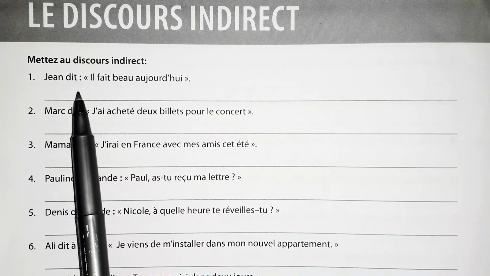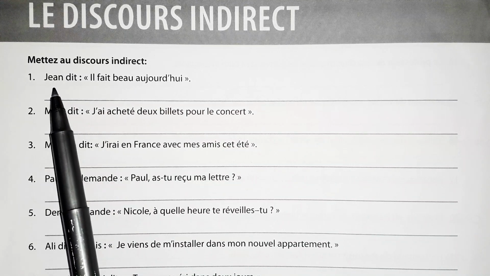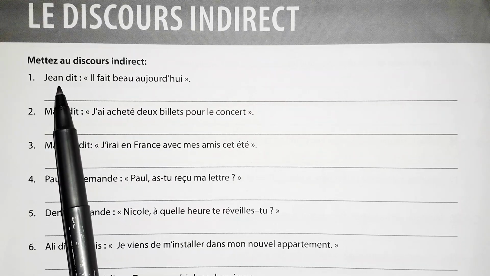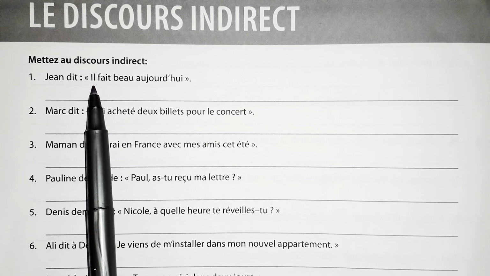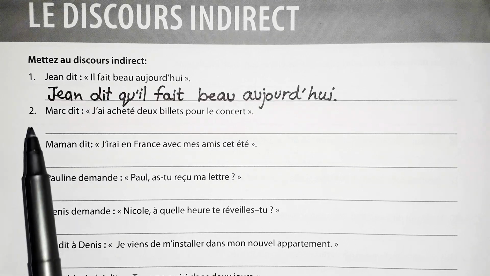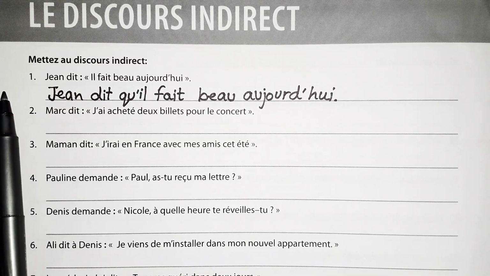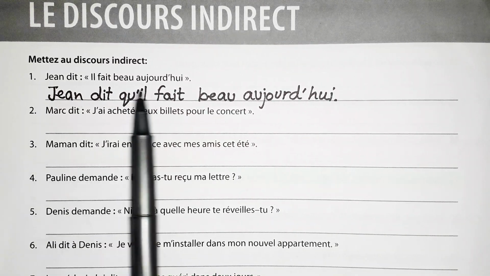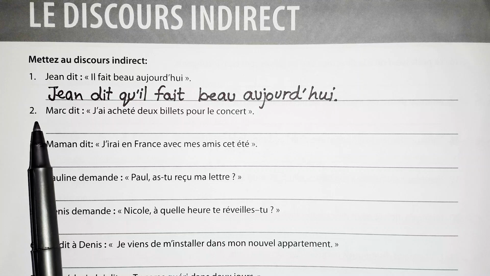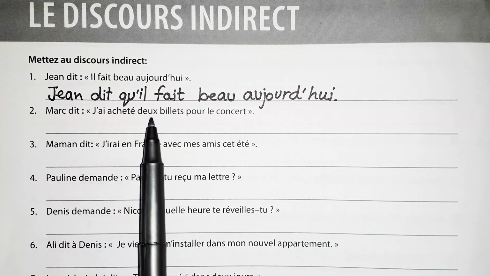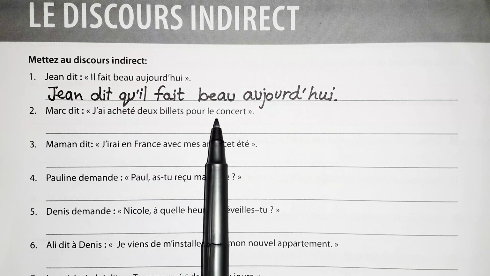Okay. So let's start with the first sentence. Jean dit, il fait beau aujourd'hui. Now it is a present sentence. In simple sentences, we just add que. Okay. Jean dit qu'il fait beau aujourd'hui. Now earlier it was Jean is saying it is sunny today or the weather is nice today, and after changing it, it is like Jean is saying that it is sunny today or that the weather is nice today.